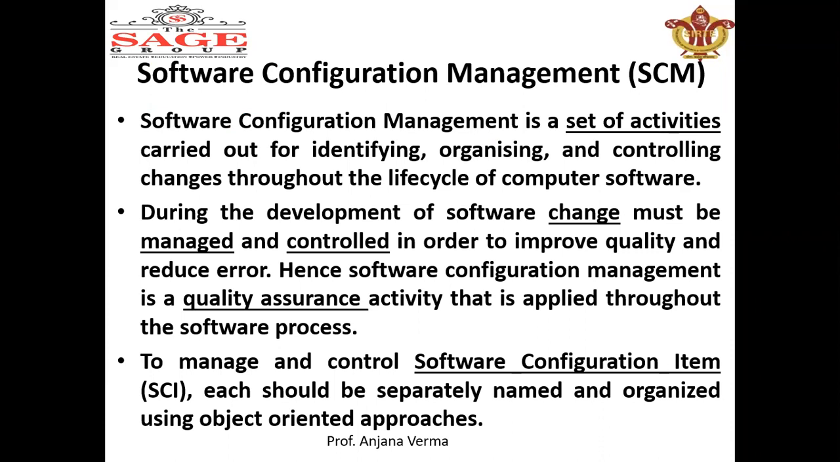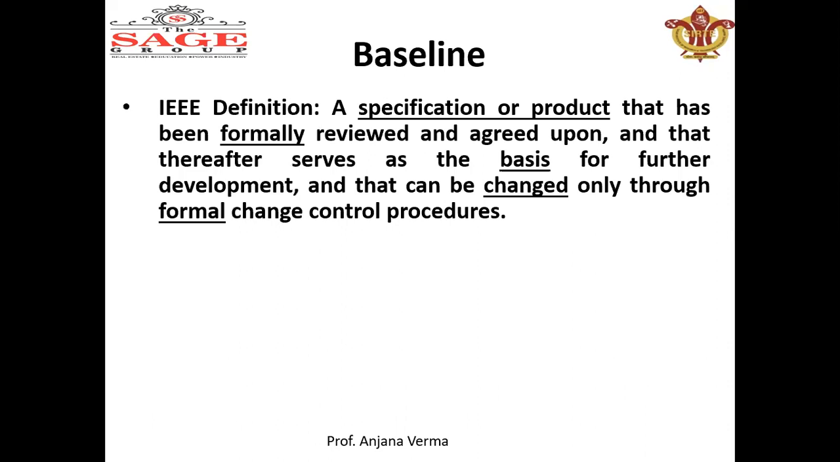To manage and control a software configuration item, each should be separately named. If you want to manage the software, then you have to give a name to each object which you want to change, or you can decompose your software into objects and call them configuration items. For each item you separately name it and organize it. And if you are making any change in that item, you observe and control that item with the other items.